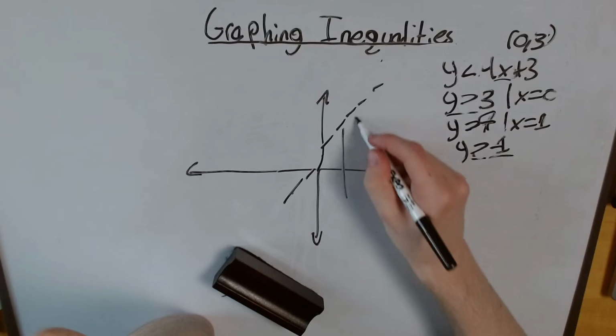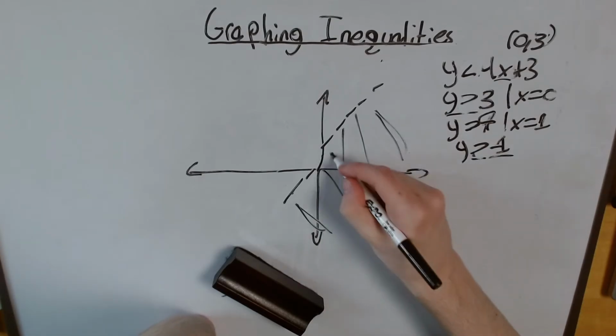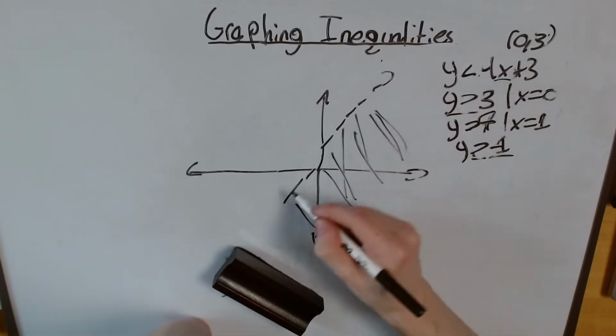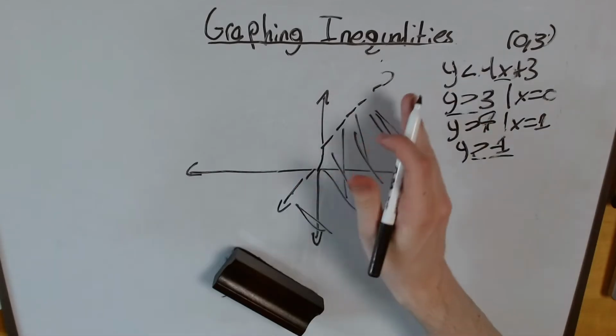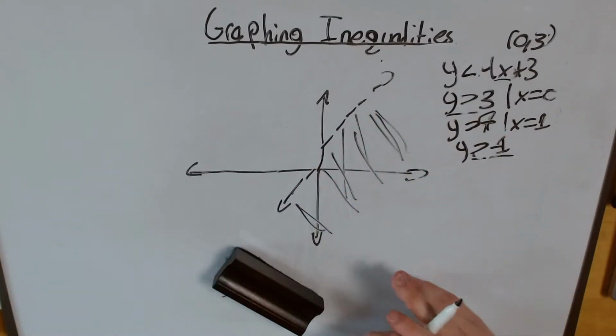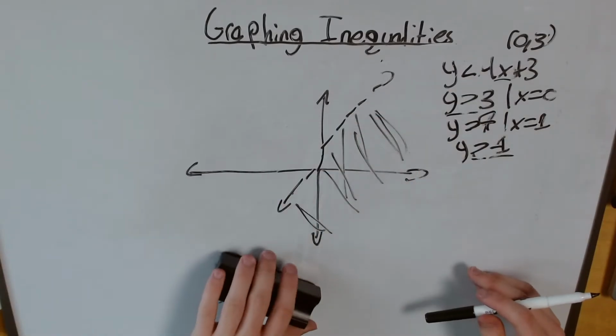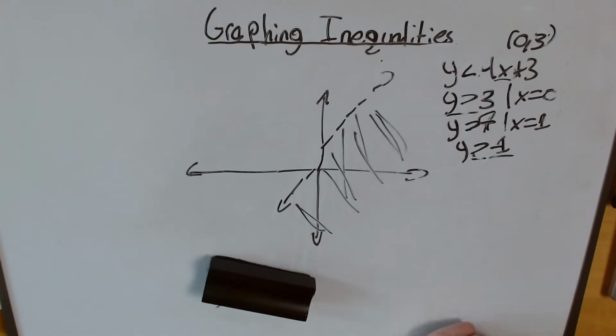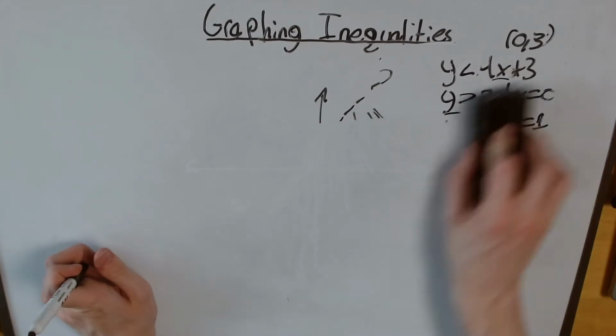And of course, we'd shade in this part, right? So something like this, where we don't actually include the points on the line. That's why it's a dashed line. But we included all the shaded portions here. All right, let's do another example to kind of cement this, right?